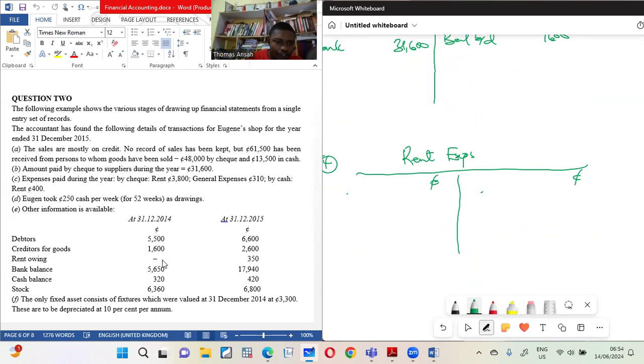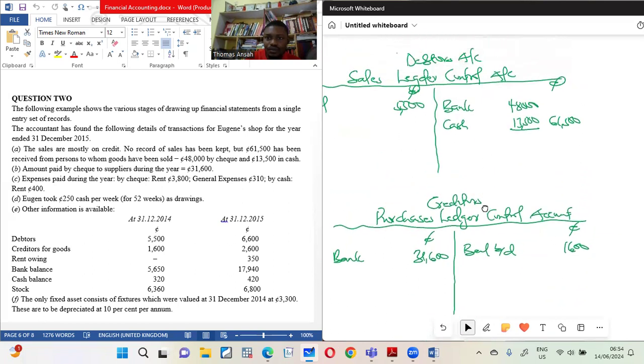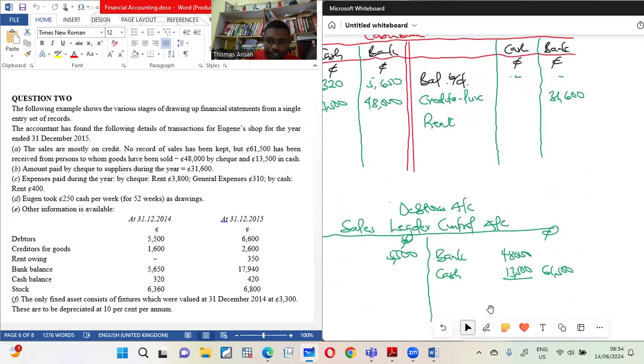When we look at the figures here, you see that there is rent owings, but there is no brought down. So rent owings brought down, there is nothing. All right, but owings carried down, there is something. How much is that? 350. So that is that. You put that down. So it means you've even catered for this. All right, and we are told that they paid rent. So this is it. When you come to your cash book, they paid rent by check. How much? 3,800.